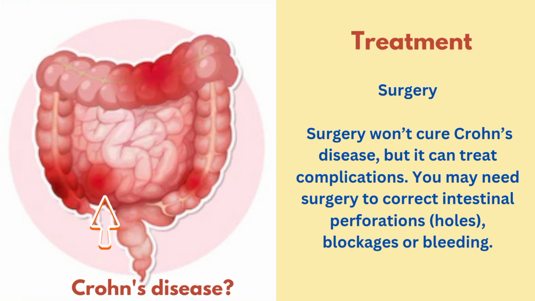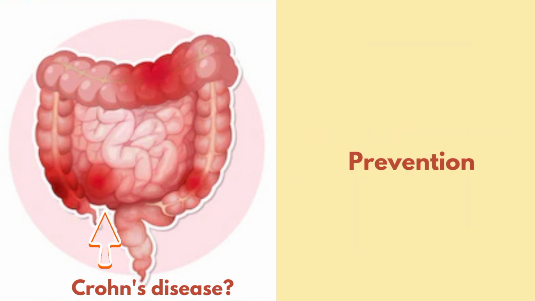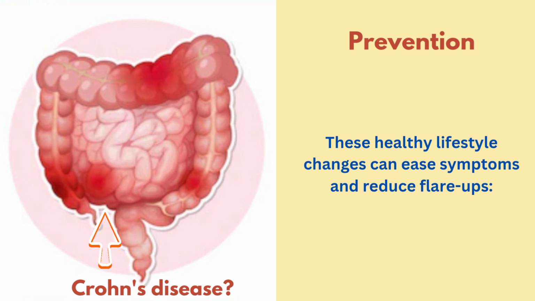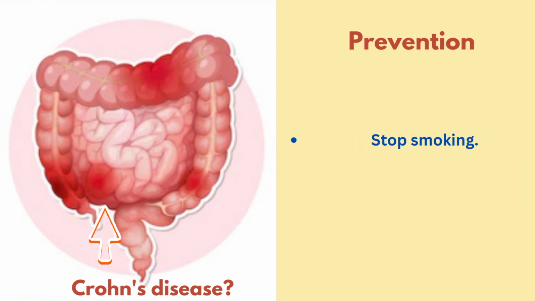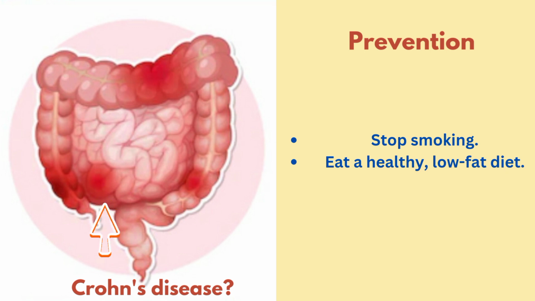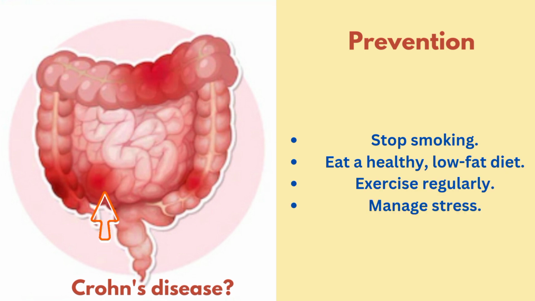Next option is surgery. Surgery actually won't cure Crohn's disease, but it can treat complications. You may need surgery to correct intestinal perforations, blockages, or bleeding. Prevention. These healthy lifestyle changes can ease symptoms and reduce flare-ups. They are: stop smoking, eating a healthy, low-fat diet, exercising regularly, and managing your stress.